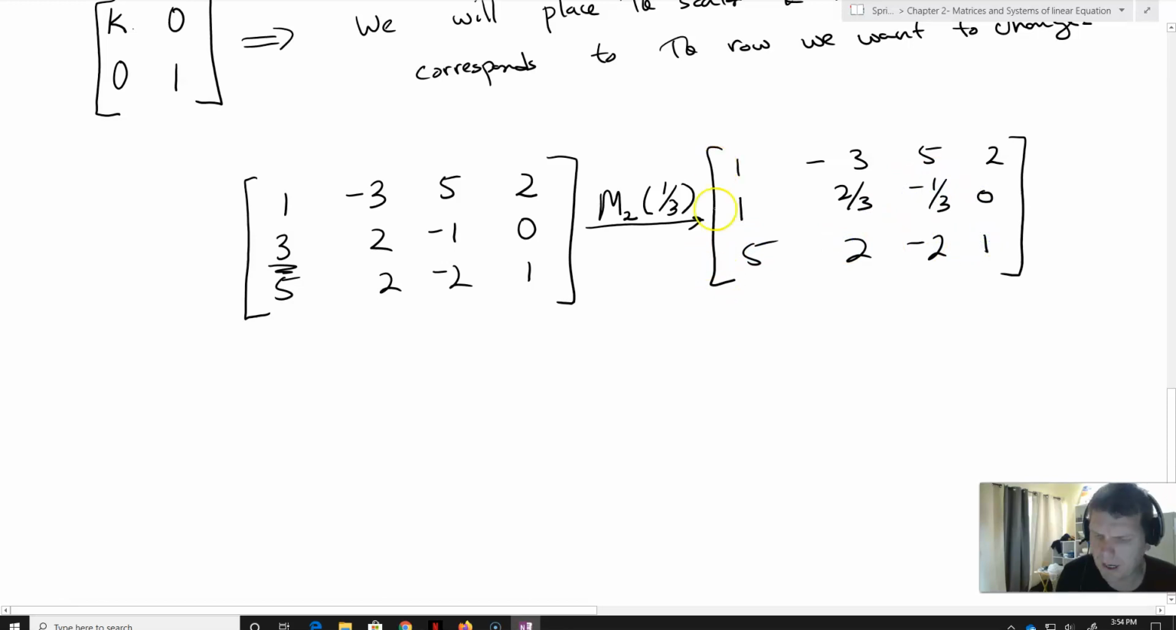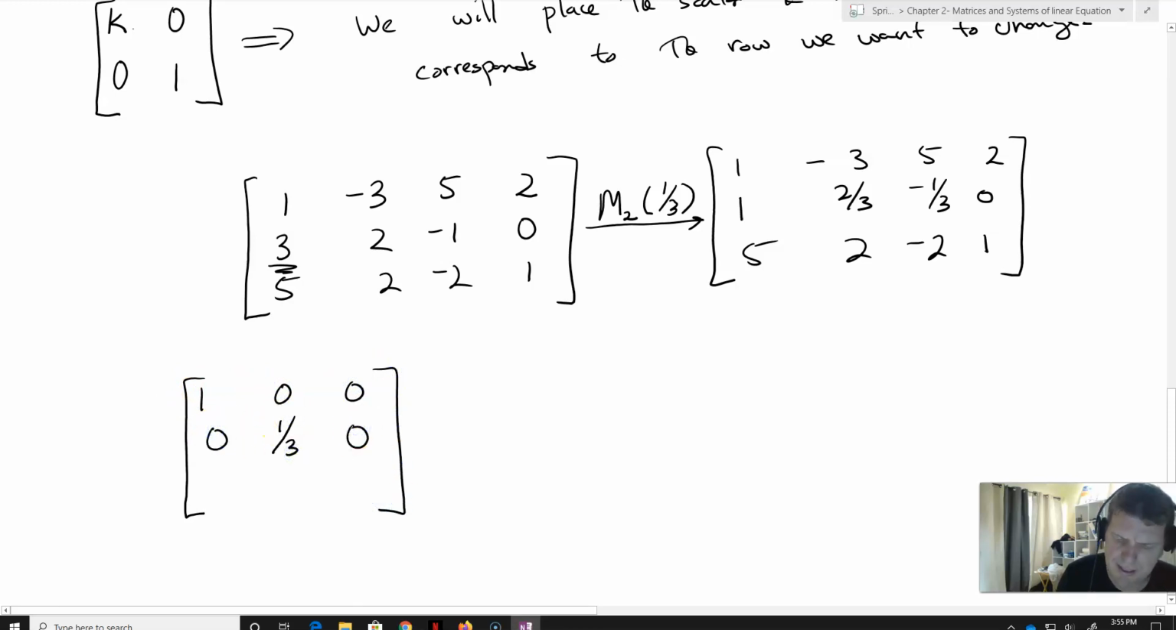Now, because this is a 3 by 4 matrix, I'm going to need a 3 by 3 matrix to left multiply by. So that 3 by 3 matrix is going to be the identity matrix, except it's going to have a 1/3 in the second row, because that's the one that I want to change. I want to change the second row, so I'm going to place my scalar in the second row. And then I'll multiply it by my original matrix.